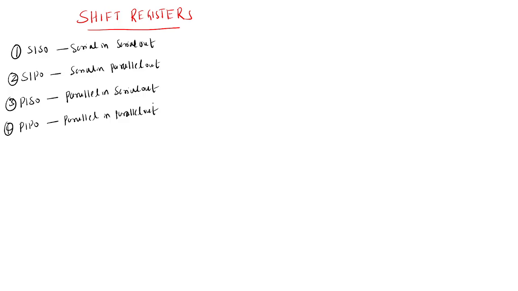So basically, SISO means the data will be entered serially, and the data will go out serially. So this is nothing but SISO. That means shifting can be done as right shift or left shift. And SIPO means data will be entered serially, and data will exit parallelly.